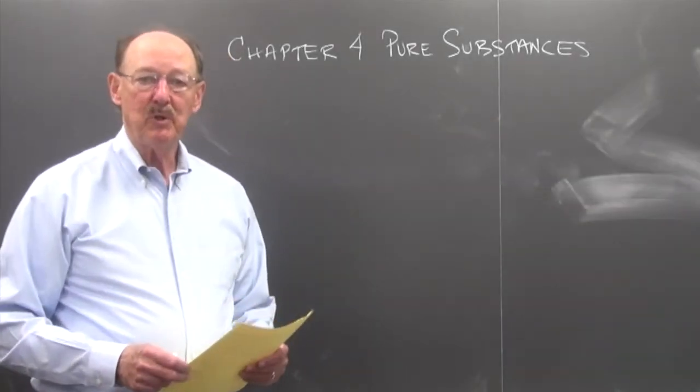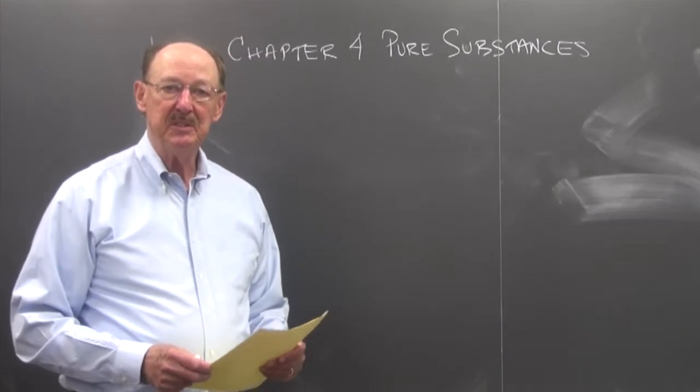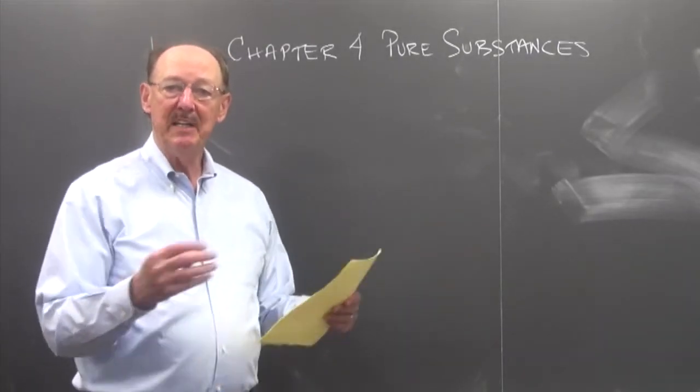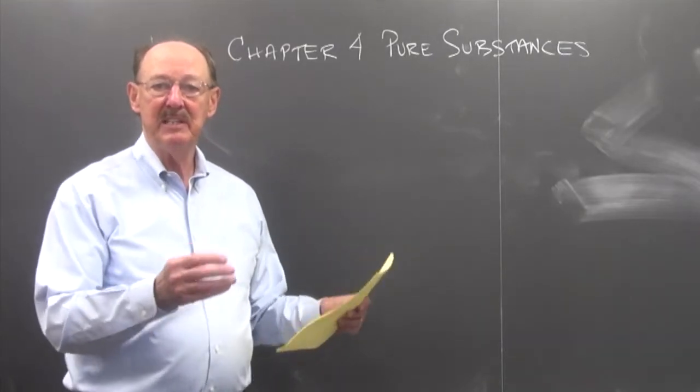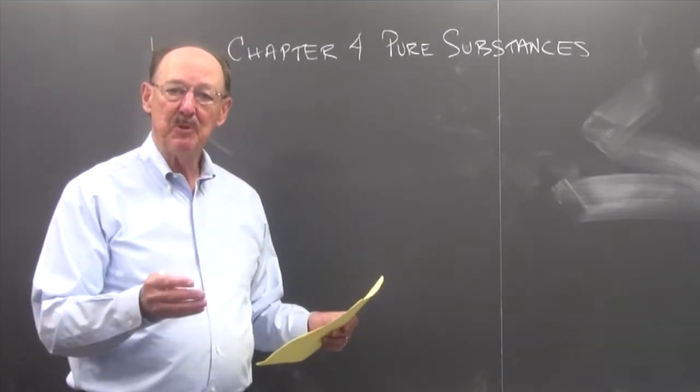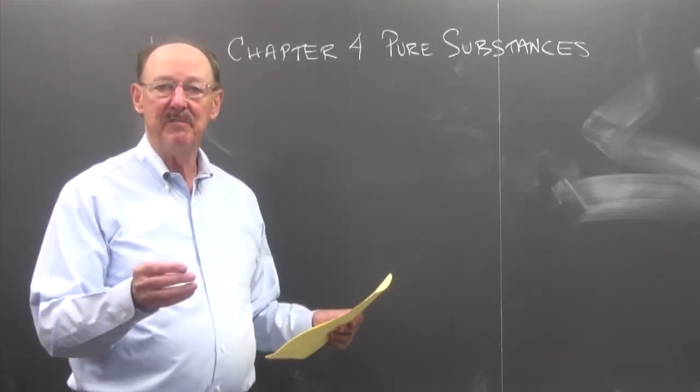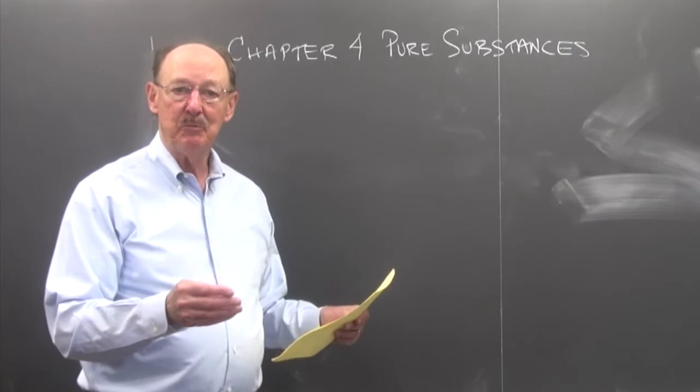In chapter 4, we're looking at the properties of pure substances. In chapter 3, we did first law analysis, but if you remember, you were given the values of internal energy, enthalpy, etc. And in this chapter, we're going to be looking at how we determine those from temperature, pressure, volume, and mass, the properties that we can measure.